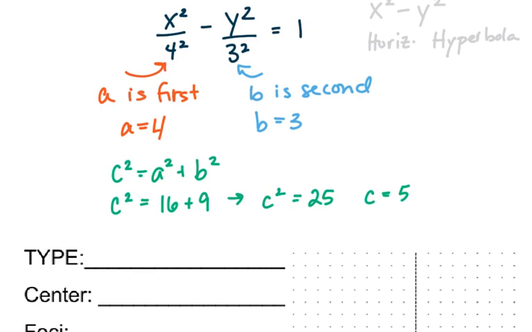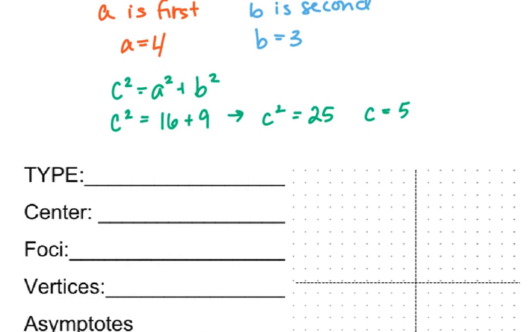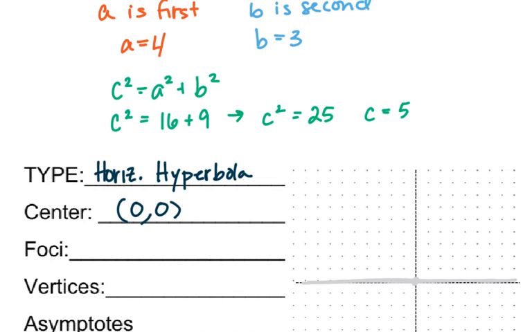So let's look at listing our attributes and graphing this. As we've just said, this is a horizontal transverse axis hyperbola, which means we're going to have some horizontal axis, in this case through the origin, where all of our points are going to be located. So here, again, it's centered at 0, 0. We don't have a shift. So I'm going to be moving all of my points, my vertices and my foci, horizontally out from the origin. The center, as we just said, is at 0, 0. Now that is not a point on the graph.